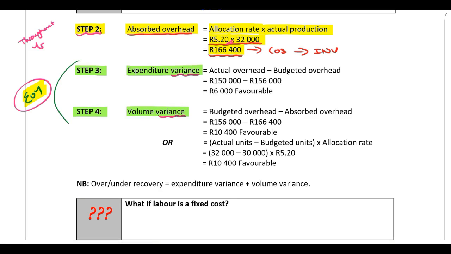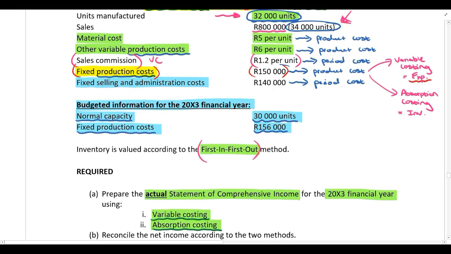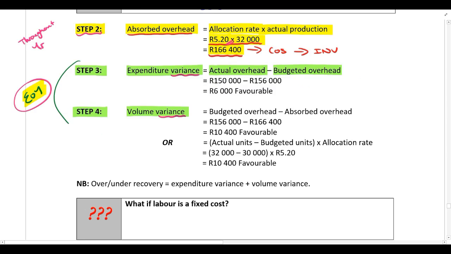Now, your expenditure variance is just the difference between the actual overhead and the budgeted overhead. So if you go back to the information provided in the question, here's my actual fixed production cost. It's 150,000 Rand, and my budgeted cost was 156,000 Rand. So that is going to give me a variance of 6,000 Rand. And please note, you must state whether the variance is favorable or unfavorable. In this example, we have a favorable expenditure variance because your actual overhead cost is less than the budgeted cost.